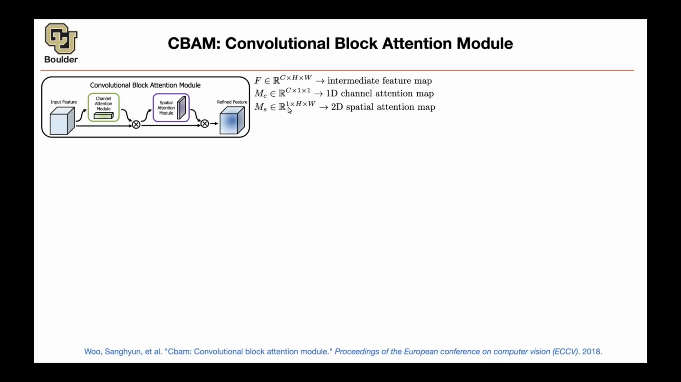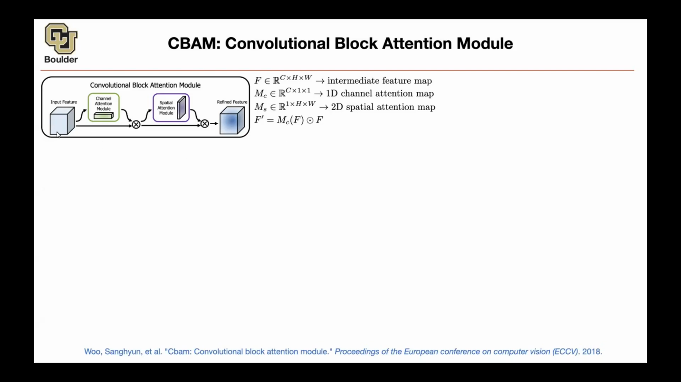So there is a question in the chat. Is it the combination of attention across channels and attention across pixels? Exactly. So the previous one was squeeze and excitation, was about attention across channels. This one is attention across space. It's a combination of both. So you're right.